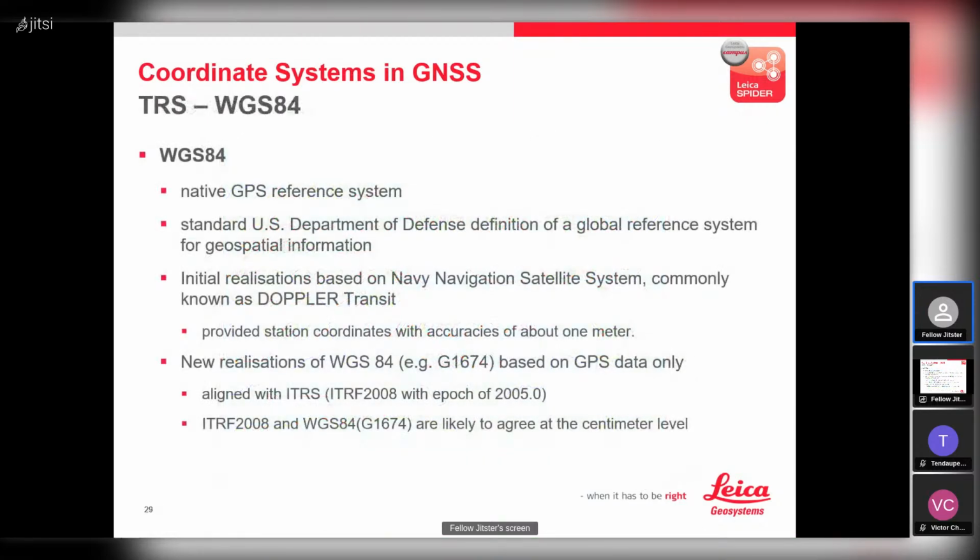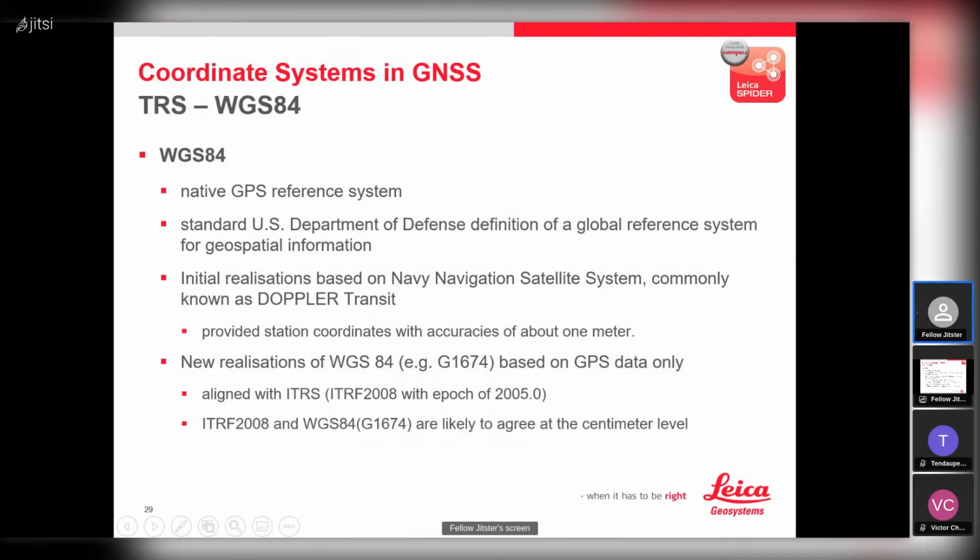So the first terrestrial reference system which was defined is WGS84. This is the native system originally for GPS only, but it is used as a general term for all coordinate systems used in GNSS technology. As I said, since GPS was the first global navigation system, this somehow became a standard.